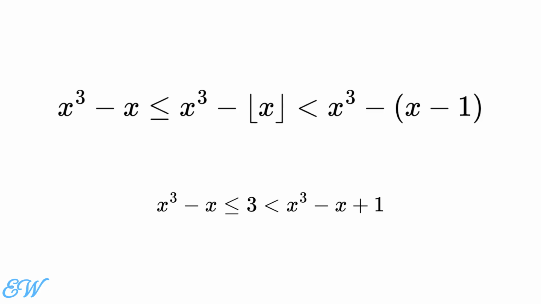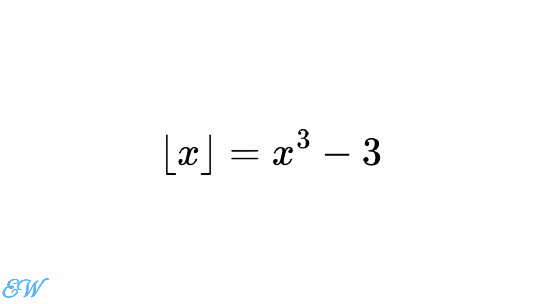Our original equation involved x cubed, so let's do x cubed minus every single term. We get that x cubed minus x is less than or equal to x cubed minus the floor of x, which is less than x cubed minus x plus 1. And we know that x cubed minus the floor of x is equal to 3, so we can plug that in to get our final result: x cubed minus x is less than or equal to 3, which is less than x cubed minus x plus 1.